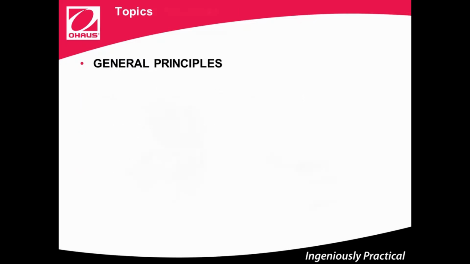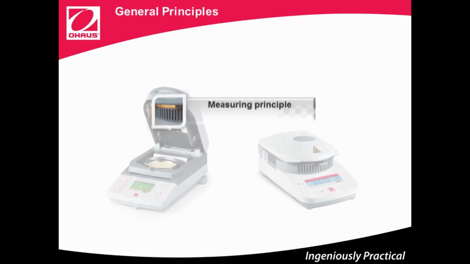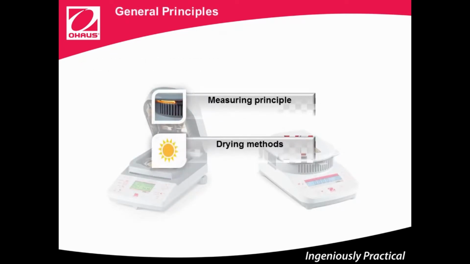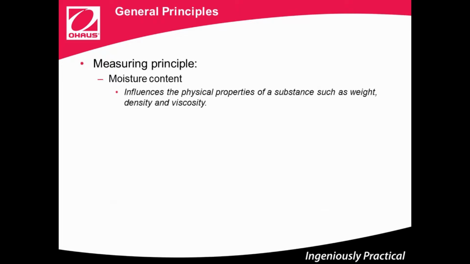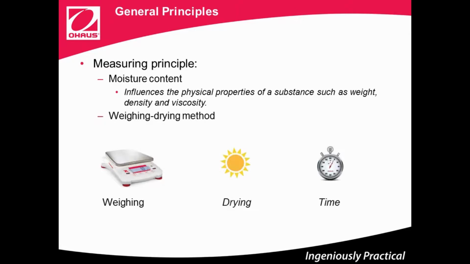So let's begin with general principles. The general principles that we'll introduce are measuring principles, drying methods, and switch-off criterion. Measuring principle: moisture content influences the physical properties of a substance such as weight, density, and viscosity. Weighing drying method: like the name says, the weighing drying method involves weighing and drying over time to measure the moisture content. OHAUS MB Series Moisture Analyzer operates with this method.